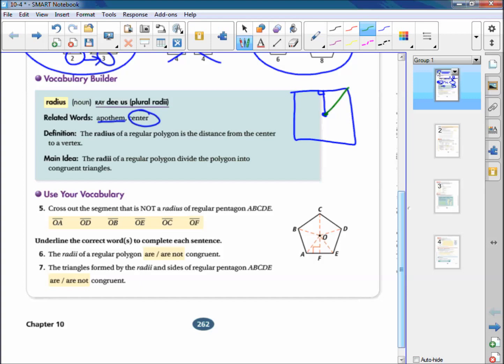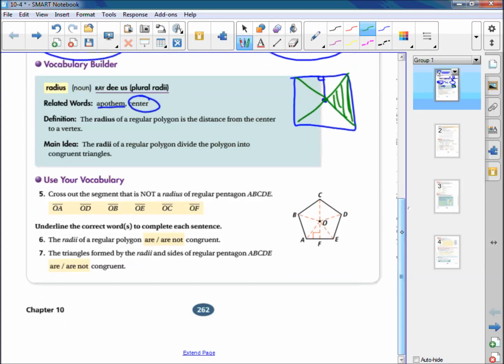All right, so our main idea here is the radii of a regular polygon divide the polygon into congruent triangles. So if we put in all of the radii, we get congruent triangles. So each one of these triangles is congruent to the other ones. Okay. All right, cross out the segment that is not a radius of the regular pentagon ABCDE. Okay. So let's see.